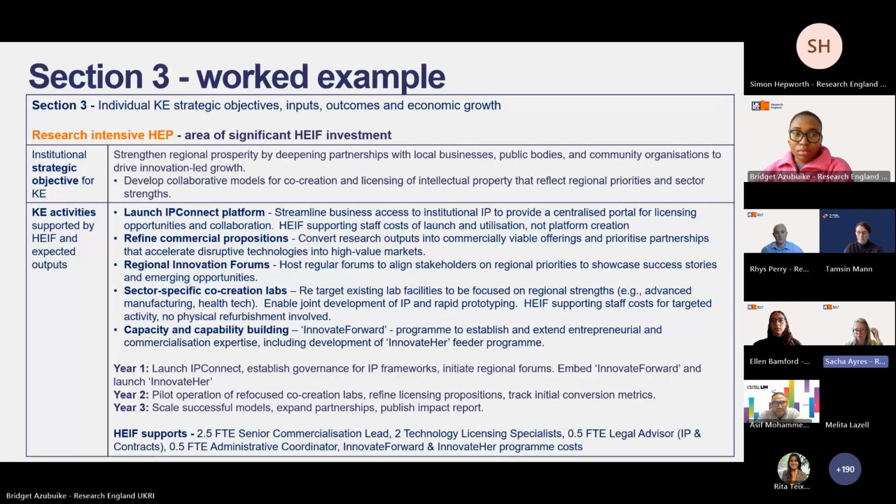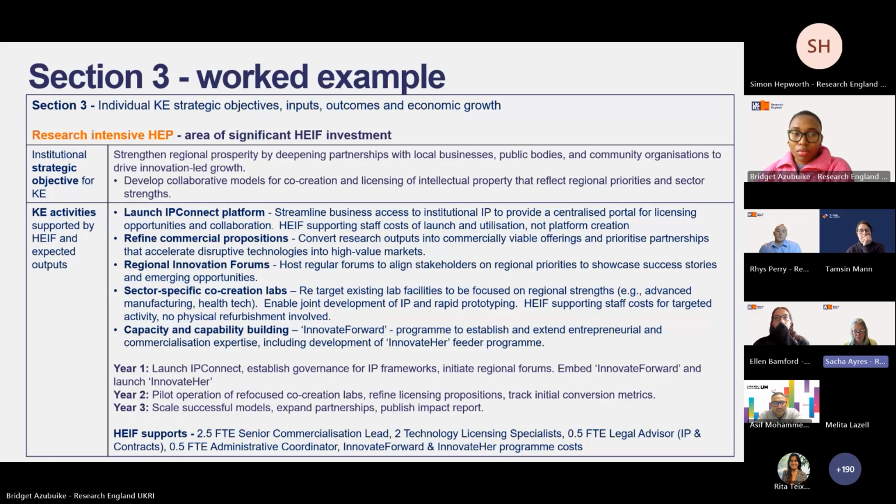The online form will accept tables. Where HEIF is being used alongside other funding streams, it can be really helpful for you to be clear about how they relate to each other. So in this example, the first KE activity is launching an IP Connect platform. Another source of funding is paying for that platform to be built, but HEIF is supporting the staff resource to launch and use it. So that's stated how HEIF is interacting with another fund.